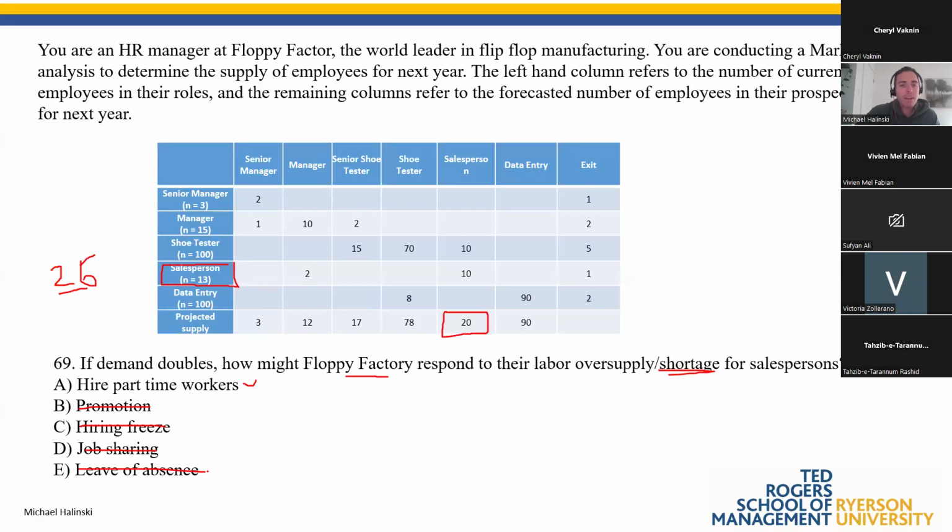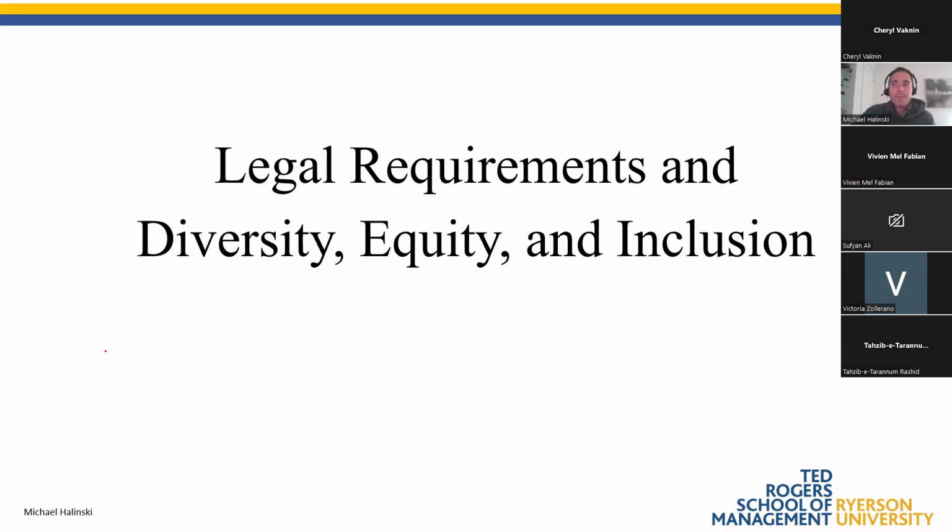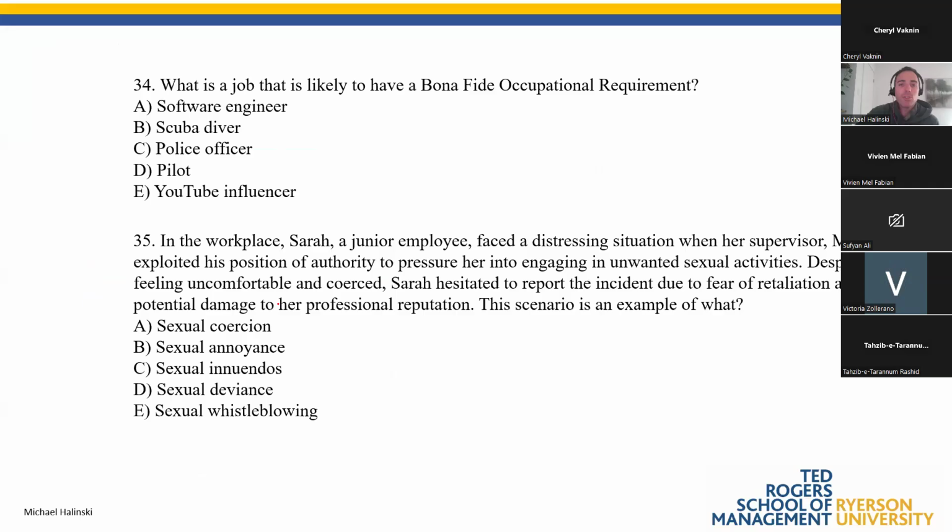Oh, I didn't even highlight it. Sorry. The correct answer is actually hire part-time workers. That's the only option that involves bringing more people on, because we need more. We need 6 more people. So instead of 6 full-time people, maybe we need 12 part-time people, something like that. There you go. Now we're going to legal requirements, diversity, equity, inclusion.